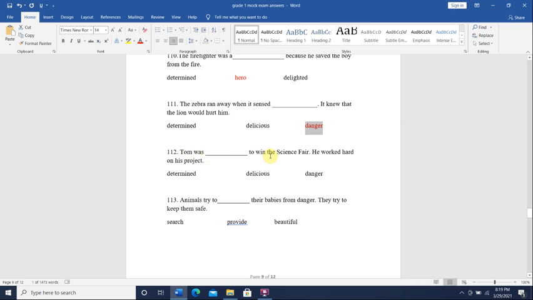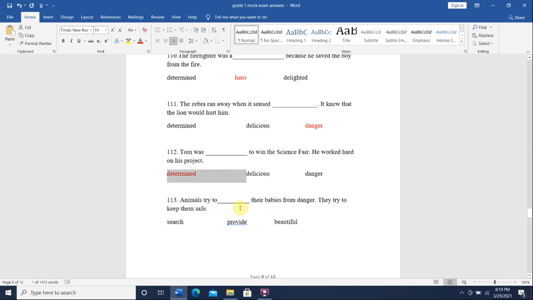Tom was blank to win the science fair. Tom wants to win the science fair. He worked hard on his project. Okay, what word do you think shows that he worked hard or he wanted to win? Determined, or delicious, or danger? The word would be determined. Okay, determined means when you want something and you work hard for it.